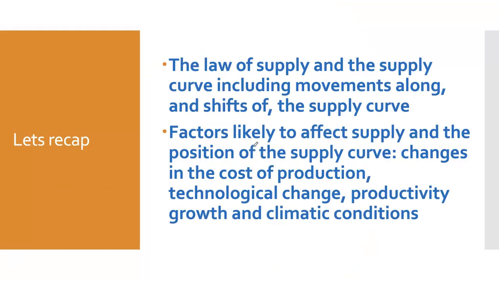So let's do a quick recap. I hope this video has explained and you understand the law of supply and how a supply curve works. You can analyze and identify movement along and shifts of the supply curve, and you understand factors that influence the profit motive of businesses and hence supply, in particular the cost of production, technology change, productivity change, and climatic conditions.